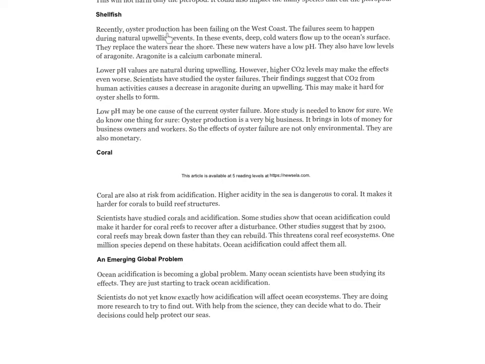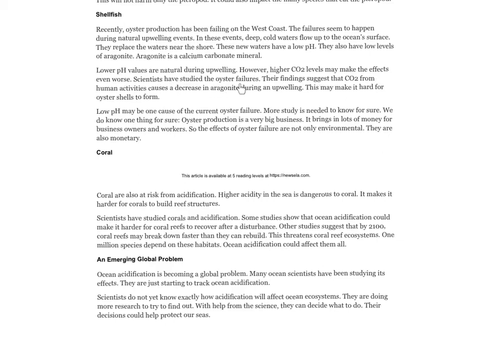Recently, oyster production has been failing on the West Coast. The failures seem to happen during natural upwelling events. In these events, deep, cold waters flow up to the ocean surface. They replace the waters near the shore. These new waters have a low pH. They also have low levels of aragonite. Aragonite is a calcium carbonate mineral. Lower pH values are natural during upwelling. However, higher CO2 levels may make the effects even worse.